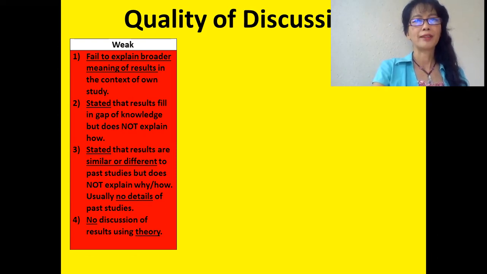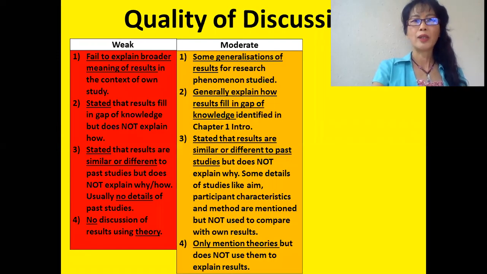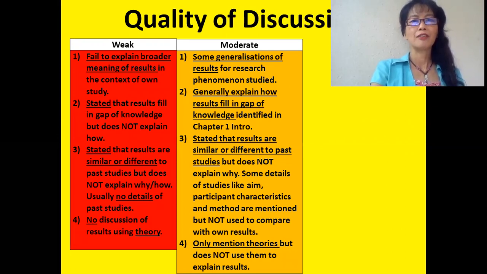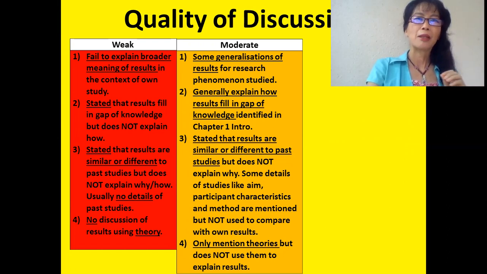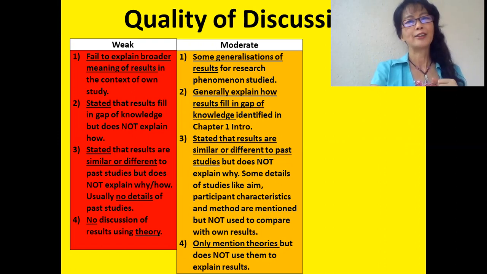Now, what is a moderate quality? A moderate quality means there may be certain generalization of the results for the research problem. And there are some general explanations of how the results fill in the gap of knowledge that was identified in the introduction. And there is also some attempt to show that the results are similar or different to other researchers. And they even offer some details about the studies.